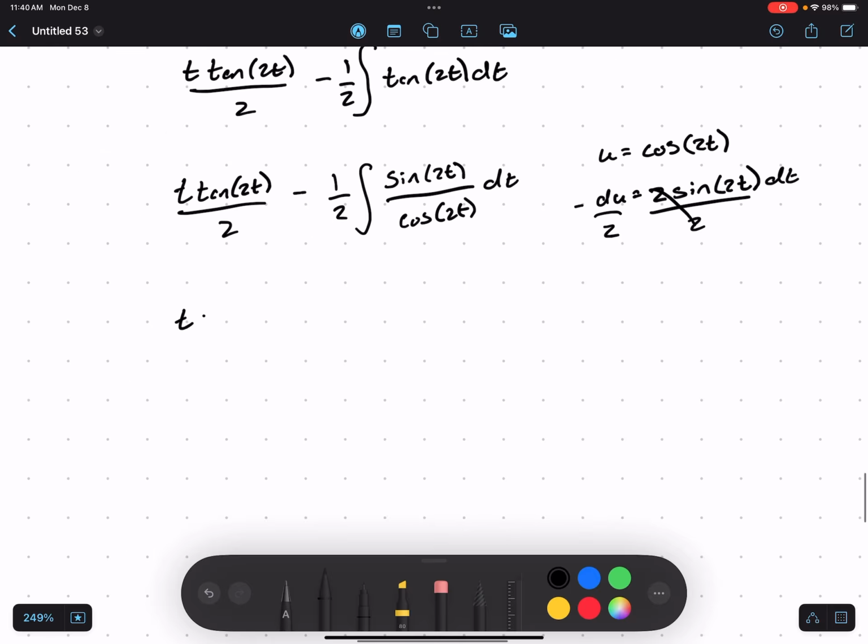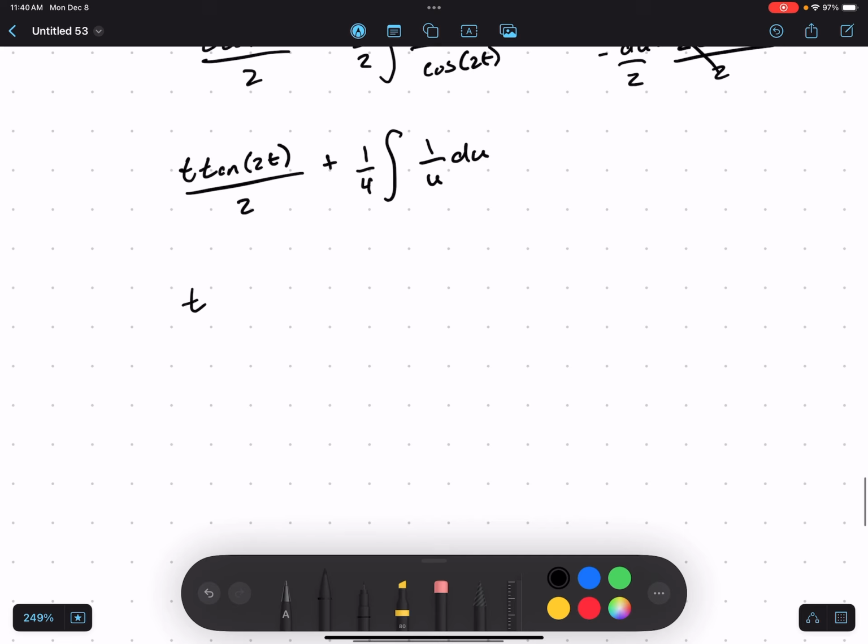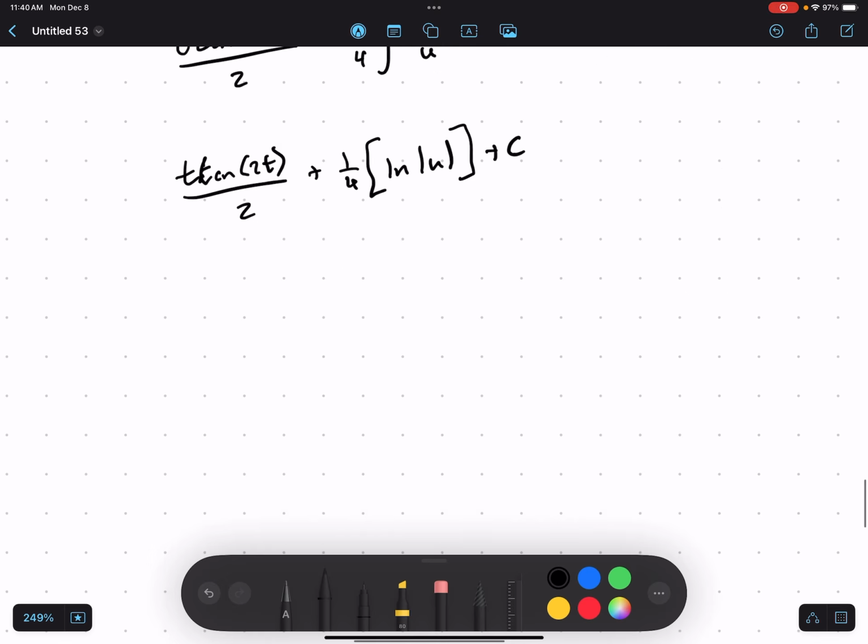So what we've got is t tan 2t over 2, minus 1/2, and we're popping another 2 down there, and a minus, so it's actually plus 1/4, times an integral of 1 over u du for our u sub. And then we'll say again t tangent 2t over 2 plus 1/4 times ln absolute value of u plus c, because this is an indefinite integral.